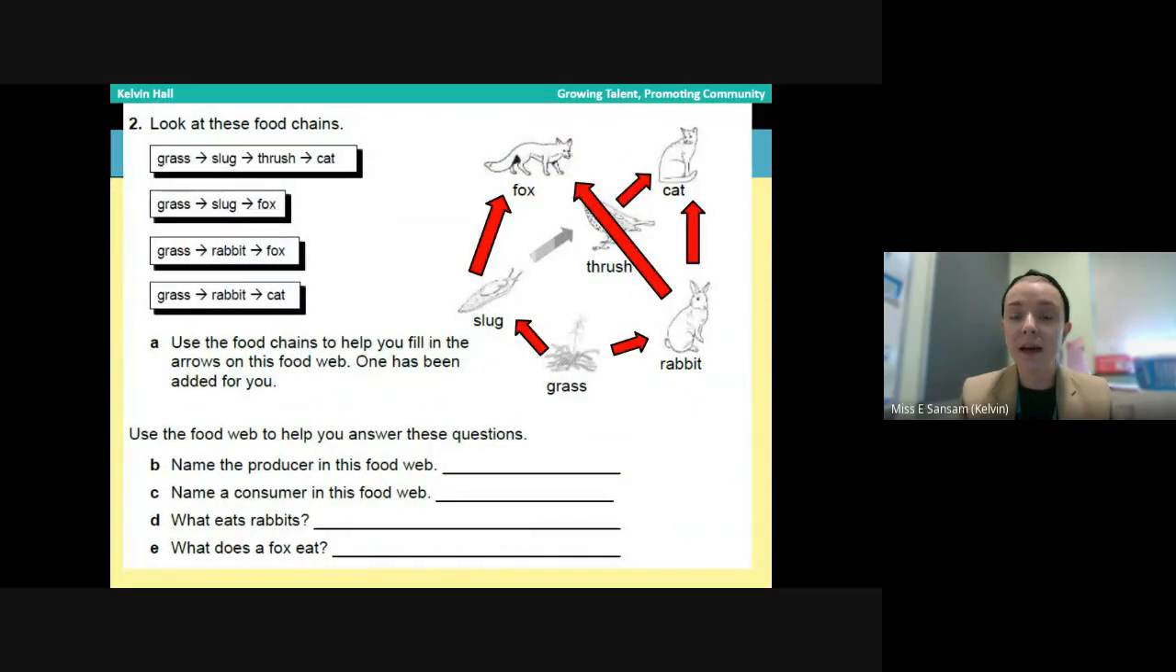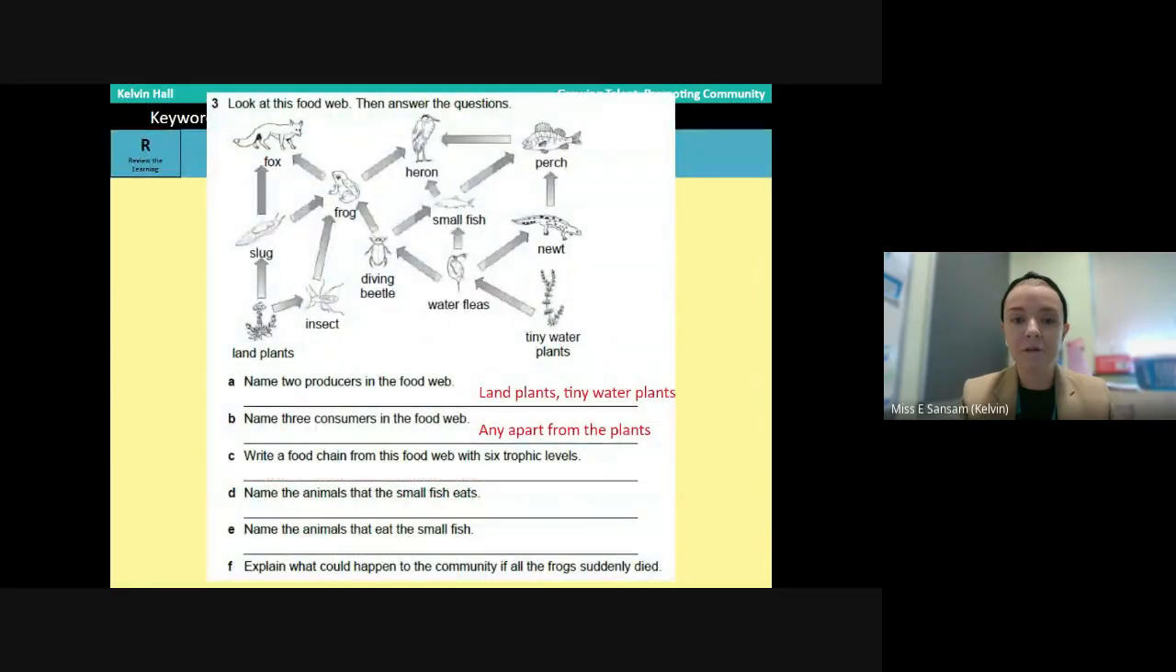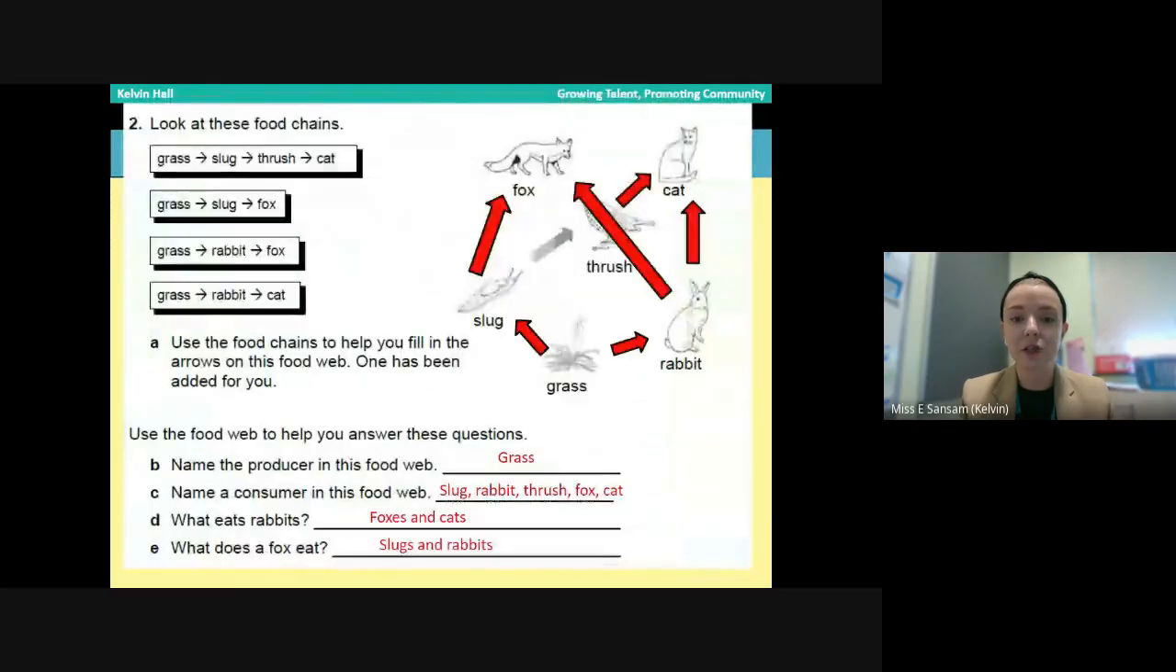Question number 2, I've added the arrows in there on the right-hand side. Part B, the producer in this food web is the grass. A consumer, you can have any of the slug, the rabbit, the thrush, the fox, or the cat. What eats the rabbits? Foxes and cats eat rabbits. And what does a fox eat? A fox eats slugs and rabbits.